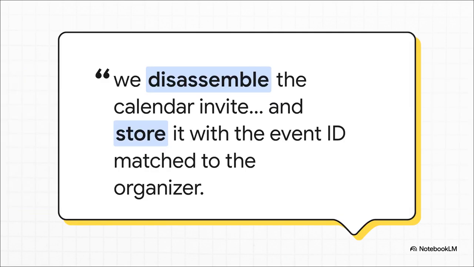So what's actually going on under the hood? Well, this quote here says, the engine disassembles the invite. That means it just pulls apart the title, the date, the time, all the details. Then it stores that info, and this is the really important part, it connects everything directly to your email address as the organizer. That's the secret sauce. That's how the system always knows which events are yours.